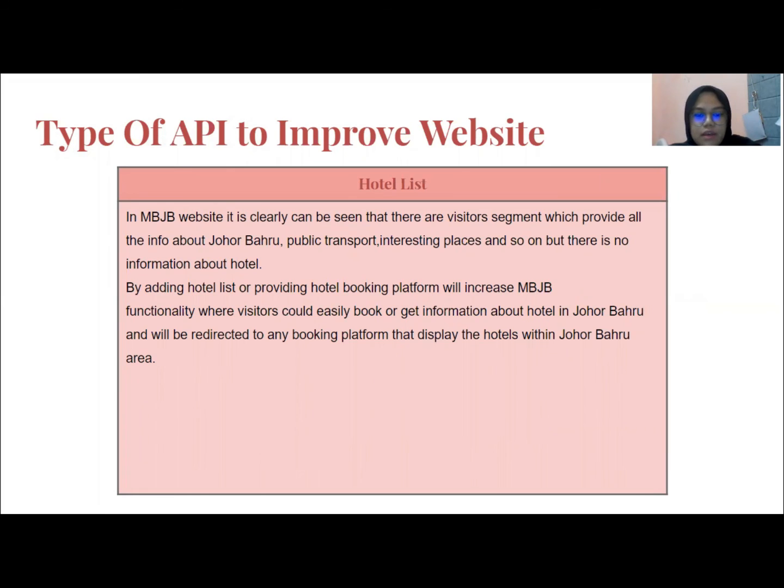In my opinion, as we discussed, we came out with the idea that a hotel list should be provided in the website. We can see the visitor segment in the website. We show all the info about Johor Bahru, about public transport, interesting places, and so on. But there is no information about the hotel. So by adding the hotel list or providing a hotel platform, it may increase the MBJB website functionality, where visitors will easily book or get information about hotels in Johor Bahru.